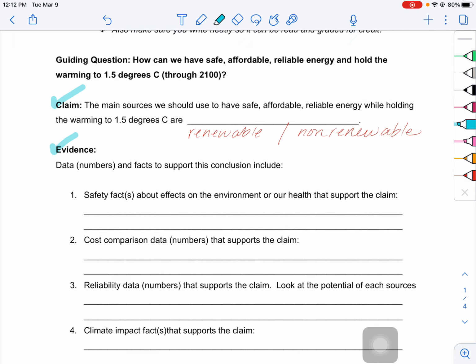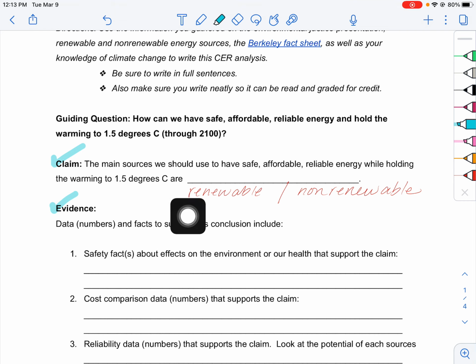The main sources we should use to have a safe, affordable, reliable energy source while holding the warming to 1.5 degrees Celsius are, and then you should be able to put on the line here either renewable or non-renewable, based on what you've heard and learned both in those activities and our discussions in class.